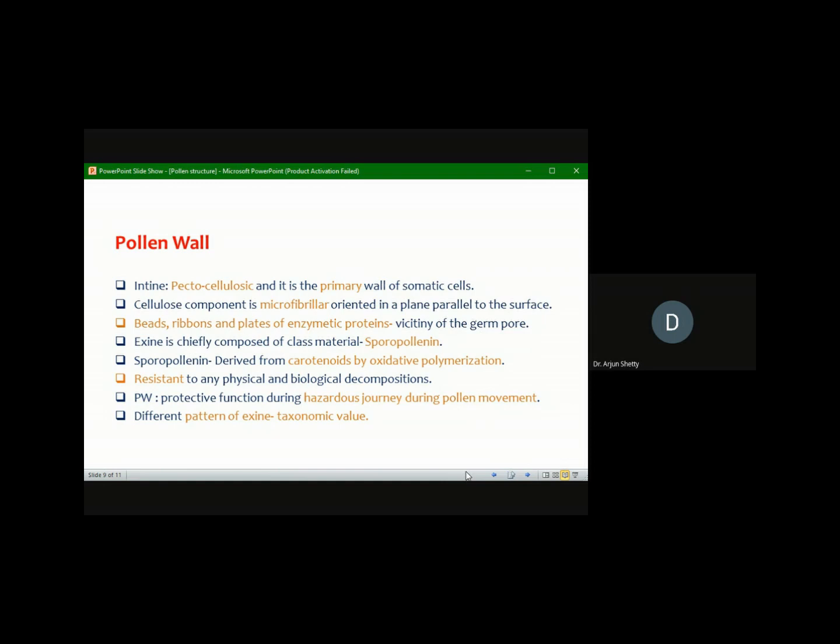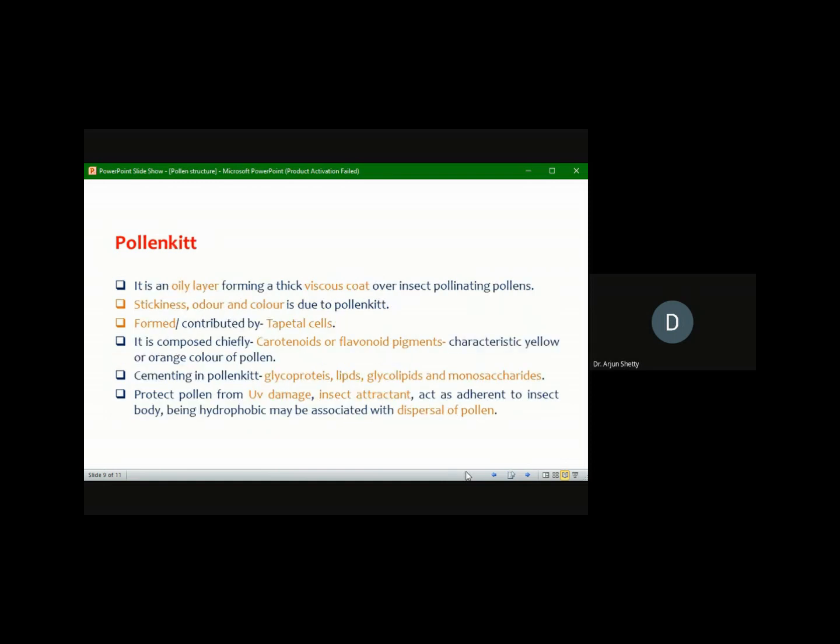The different patterns of exine have their own taxonomic value. That's what I stated in the beginning of today's class: each and every pattern, each morphological change, and each size of a pollen grain can be adopted as a tool for the classification of a plant.